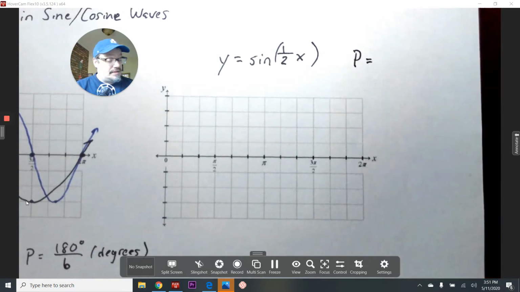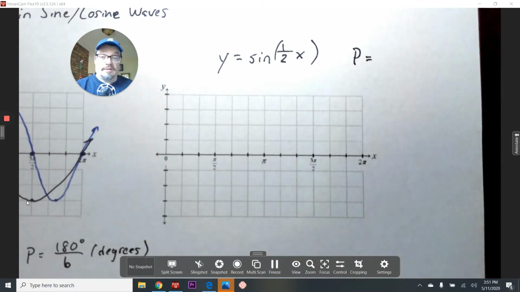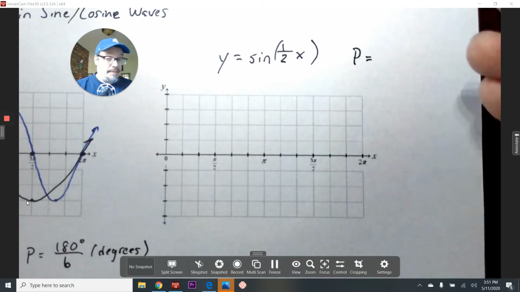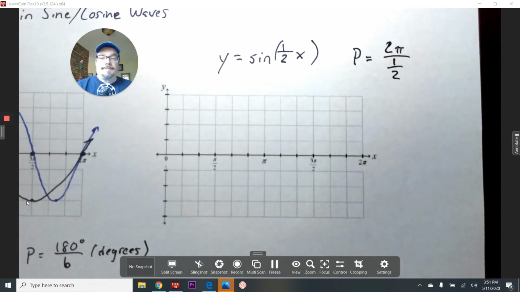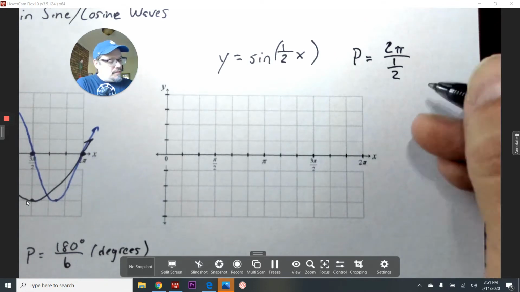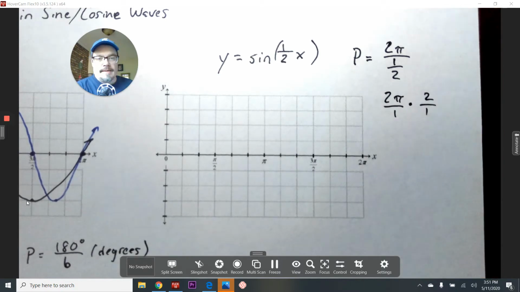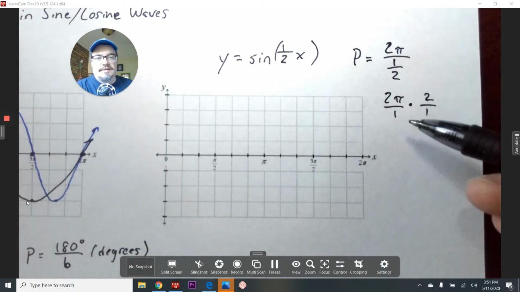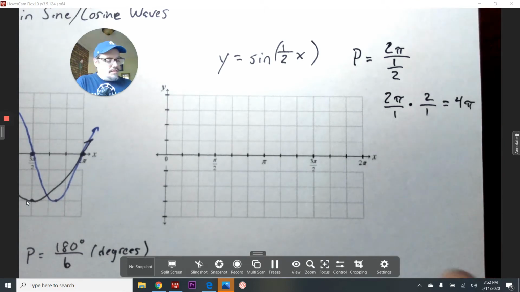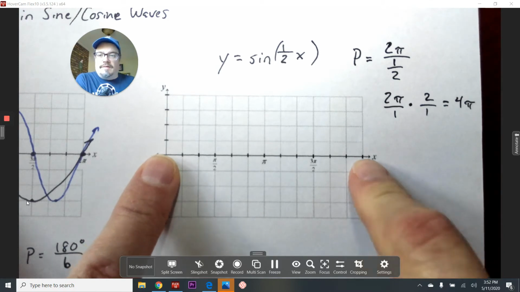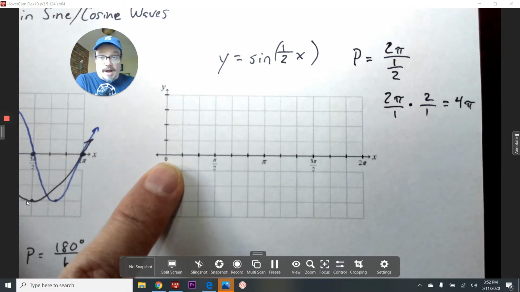Period equals, because I need to know the period. A normal period goes from 0 to 2 pi for sine, and so I have to change that up. A normal period would be 2 pi, but I need to take that 2 pi and divide by the value of b. Now, if I'm dividing by a fraction, what it's doing is multiplying by its reciprocal. So dividing by a fraction is like multiplying by its reciprocal. So what I end up with is 4 pi. So this means the normal length of the wave from 0 to 2 pi is now going to be extended all the way to 4 pi.